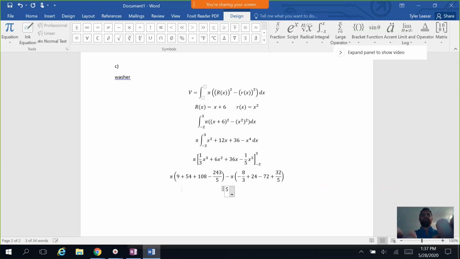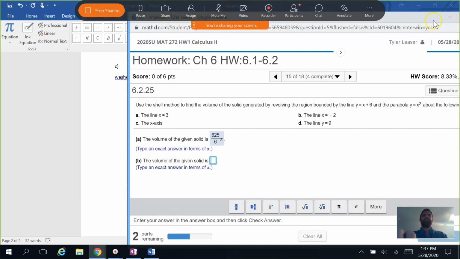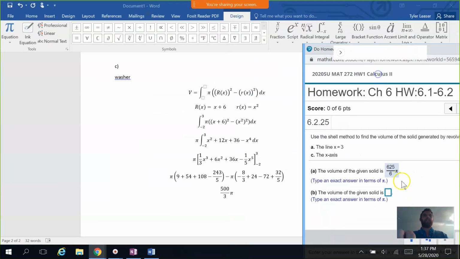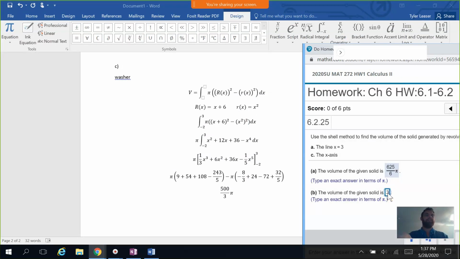I got this 500 pi. Just plug it in to see if it's right. We got to get to part 3, so I'm just going to get part 2 wrong a few times.